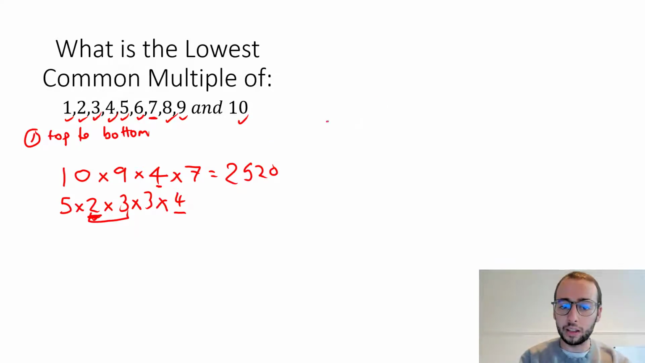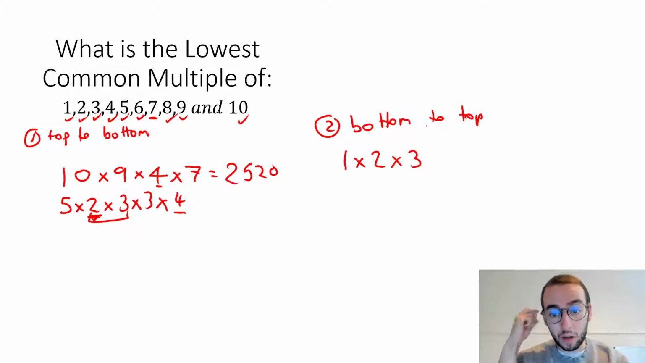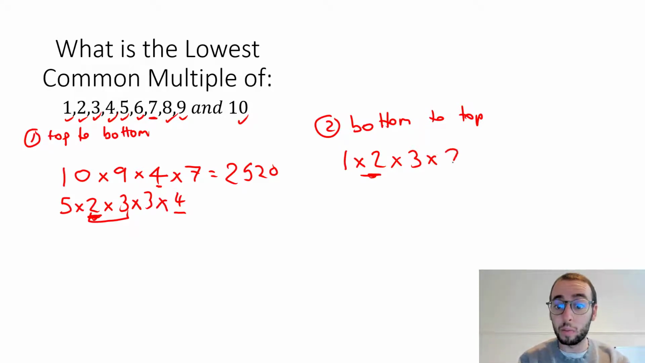Now the other way to do it is from bottom to top, which just means starting at the smallest numbers and working upwards. So all numbers are multiples of 1, but let's start with 1. To make it a multiple of 2, I can just times it by 2. To make it a multiple of 3, I just times it by 3. Now to make this a multiple of 4, well, we already have a factor of 2 here. We just need to times it by 1 more 2. And now this number is a multiple of 4.